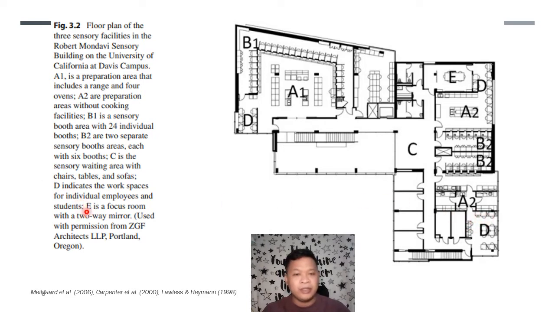And there is also a focus room or a focus group discussion room. Here you can see there's a large central table, and then there are two-way mirrors such that the observers can see through what the panelists are doing or the gestures they're making as they are conducting their group discussion.